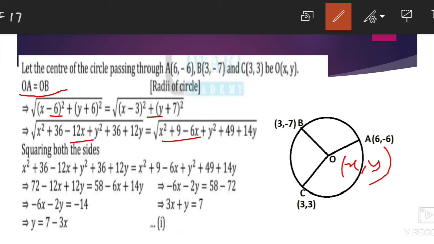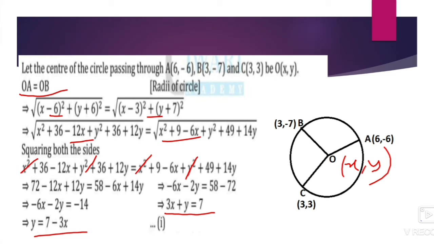Squaring both sides, you can see that x square will cancel each other, y square will cancel each other. If you do the simplification, you will get 3x plus y is equal to 7, or y is equal to 7 minus 3x. Okay, mark this equation as equation number 1.